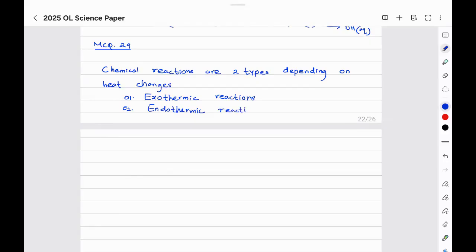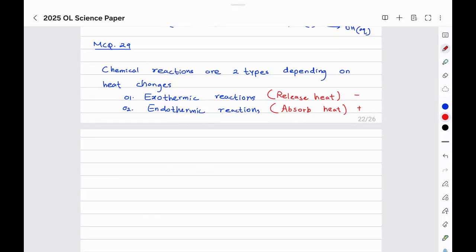We know that exothermic reactions means they can liberate heat. They are releasing heat. They release heat. An endothermic reaction means they will absorb heat. Release heat and absorb heat. Normally, we consider that the release heat is negative and the absorb heat is positive. Understood?